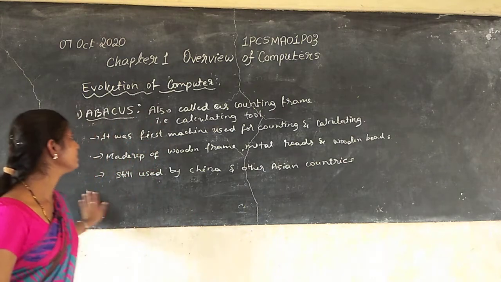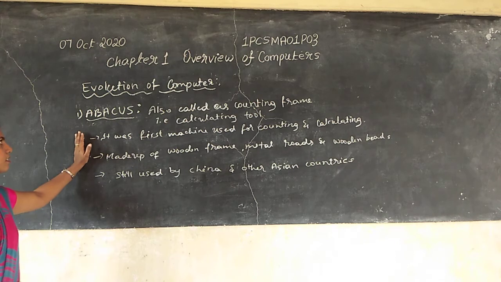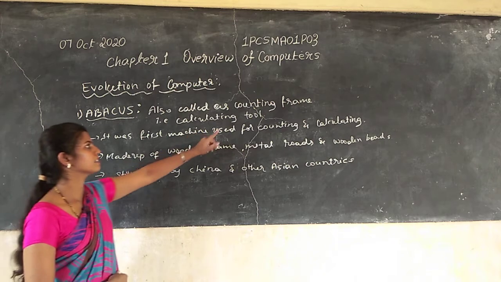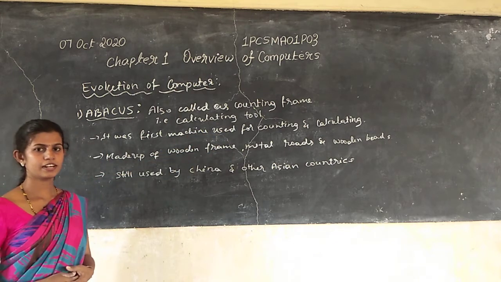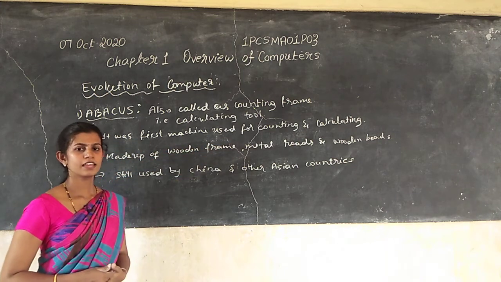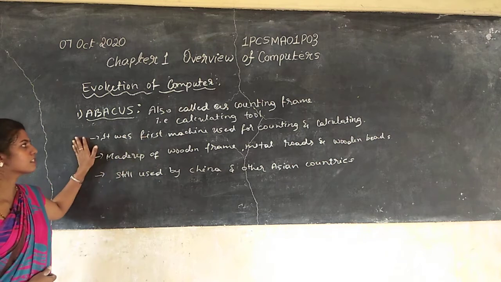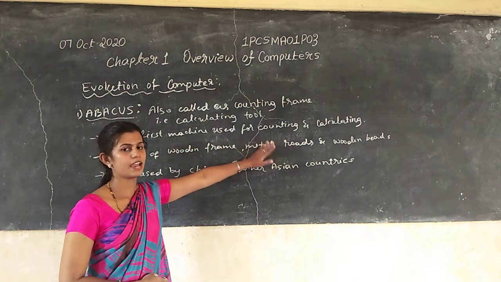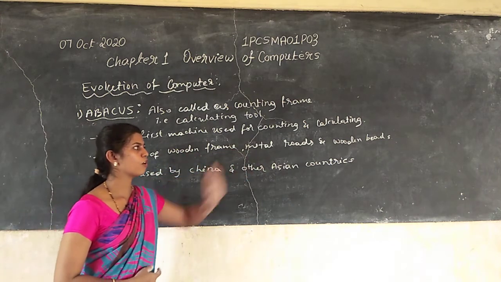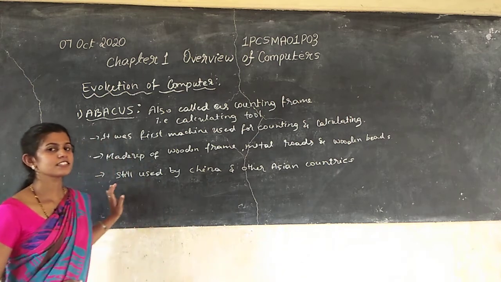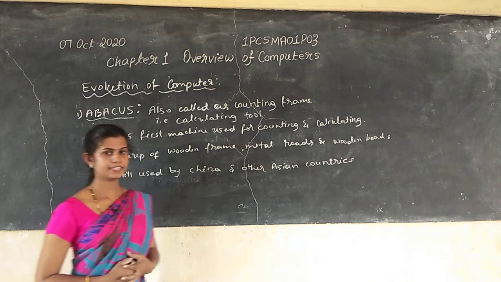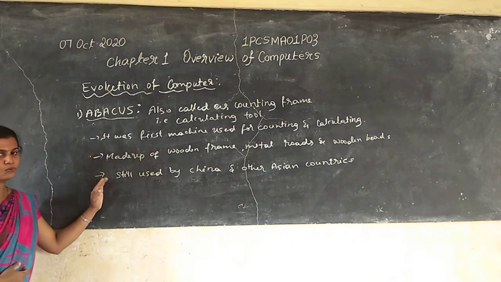The first one is the abacus. This is the very first device used for counting purposes. It is also called a counting frame, a calculating tool. It was the first machine used for counting and calculating, and it is made up of a wooden frame, metal rods and wooden beads.